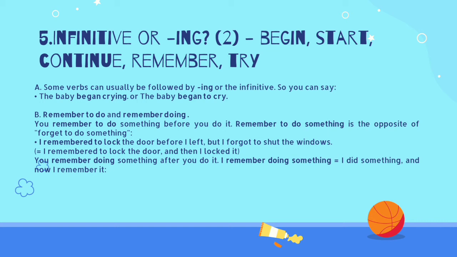B. Remember to do and remember doing. You remember to do something before you do it. Remember to do something is the opposite of forget to do something. Example, I remembered to lock the door before I left, but I forgot to shut the windows. And in another example, you remember doing something after you do it. I remember doing something. It's the same as I did something and now I remember it.